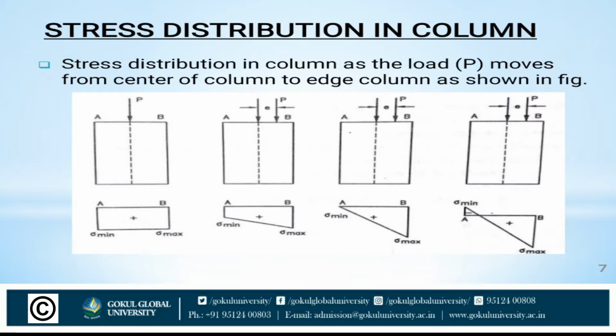Stress distribution in the column. The stress distribution in the column as the load P moves from the center of the column to the edge of the column is shown in the figure. In the first figure, the force P is directly acting on the axis. At that time sigma min is equal to sigma max. In the second figure, P moves beyond the axis. Then sigma min decreases and sigma max increases. As the load moves further, sigma min will become negative and sigma max becomes more positive.